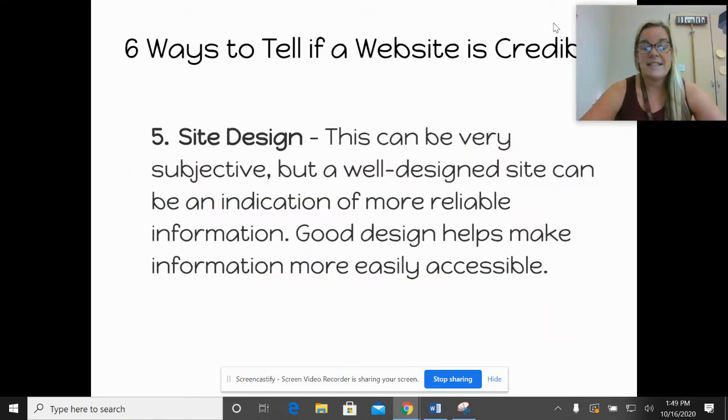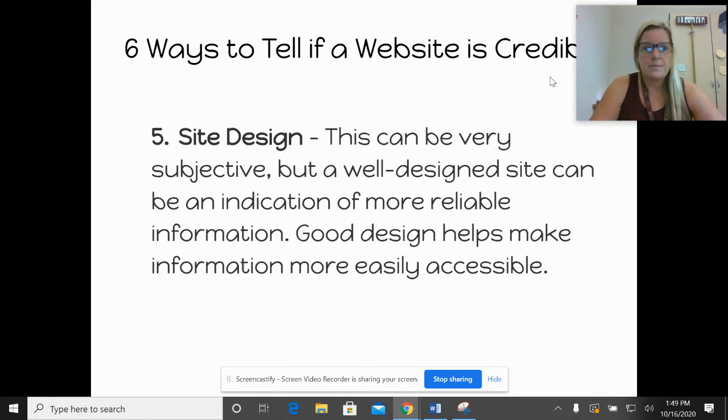Number 5 is the site design. Now, this can be very subjective. What you think is a great website and what I think is a great website might be two different things. But generally speaking, a website should be easy to navigate and easy to understand. It should be appealing to the eye. A well-designed site can be an indication of more reliable information. Good design helps make information more easily accessible.